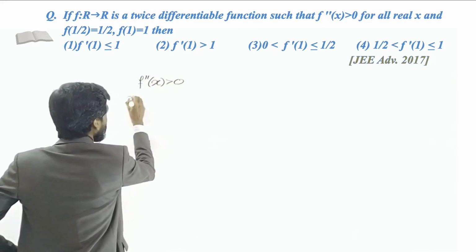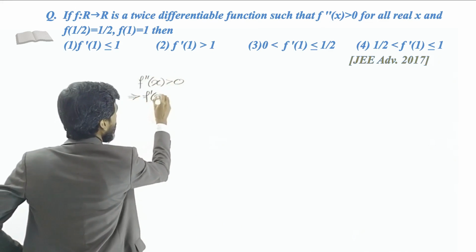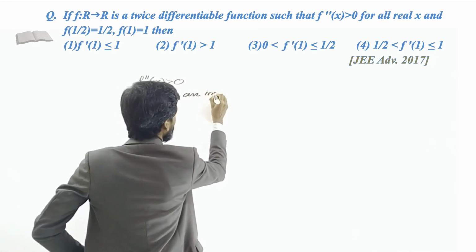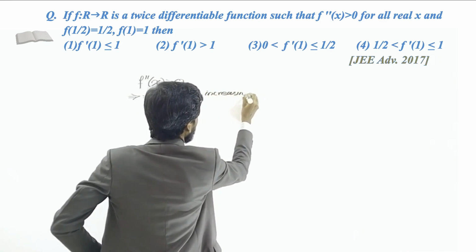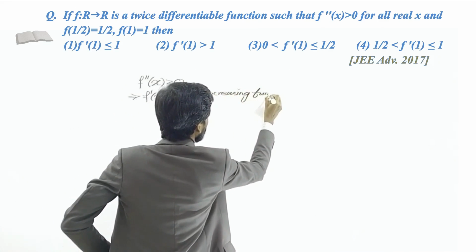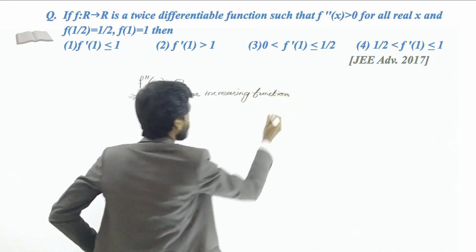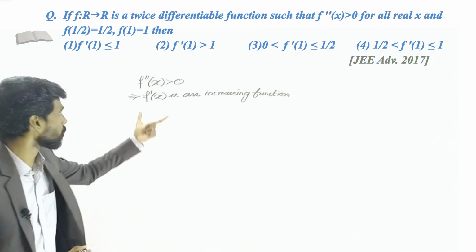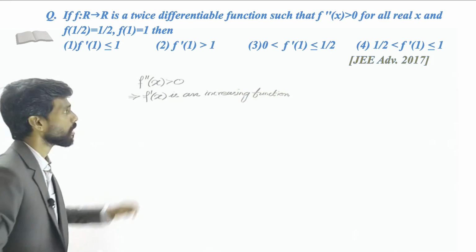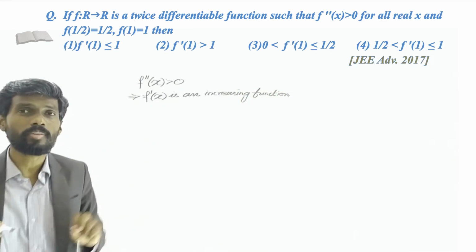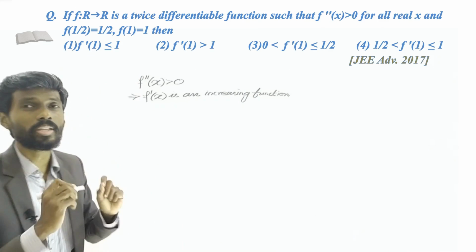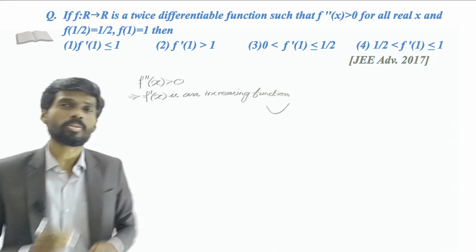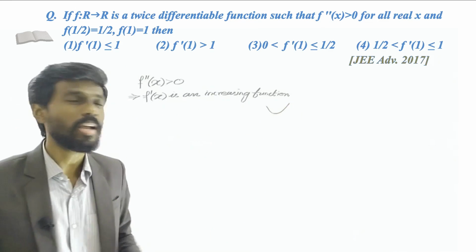So this means the first derivative of the function, that is f dash of x, is an increasing function, because the derivative of f dash of x, that is f double dash of x, is given to be positive. If the derivative of any function is greater than 0, that means that is an increasing function. So f dash is an increasing function, alright? Or we can say that when the second derivative is positive, that means it is a concave function. F of x is a concave function, like this. The shape will be like this.